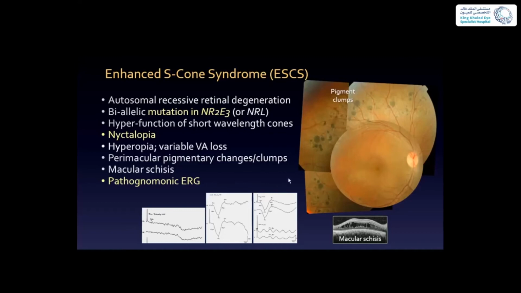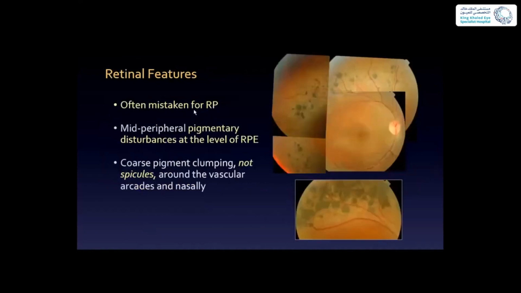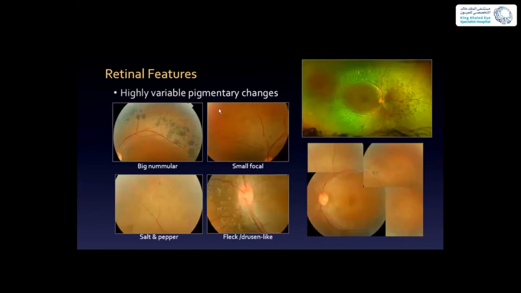clumped pigmentations around the macular arcades, and they often have a macular schisis. So this enhanced S-cone syndrome is very, very commonly mistaken for RP. But remember, these are coarse pigment epithelial clumps, coarse clumps of pigment, and not bone spicules. And they could be very variable.